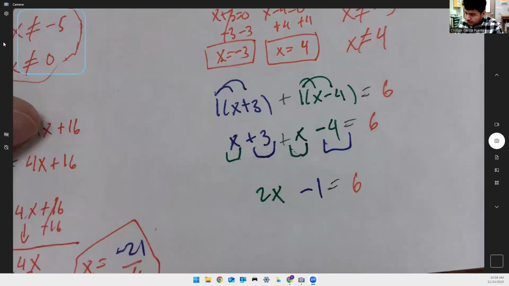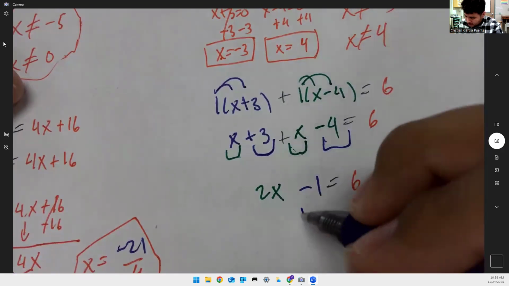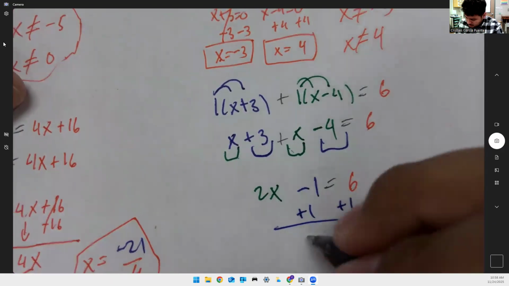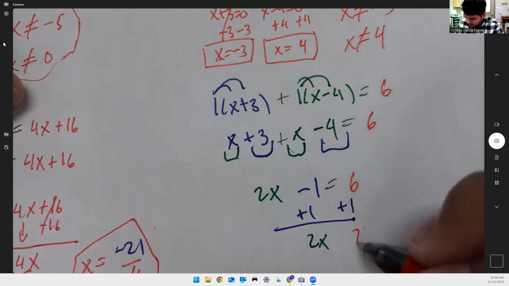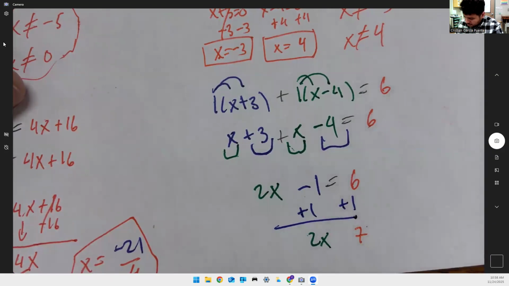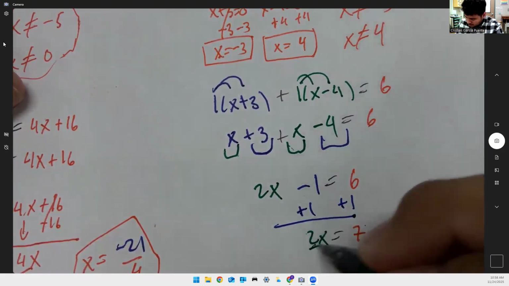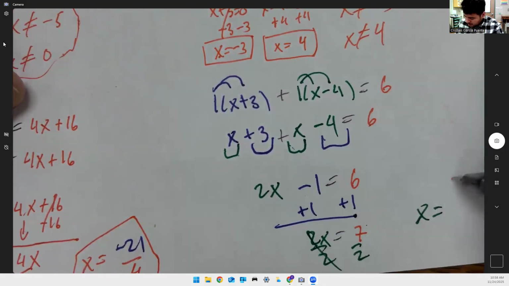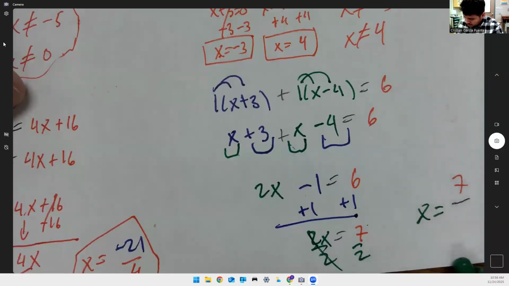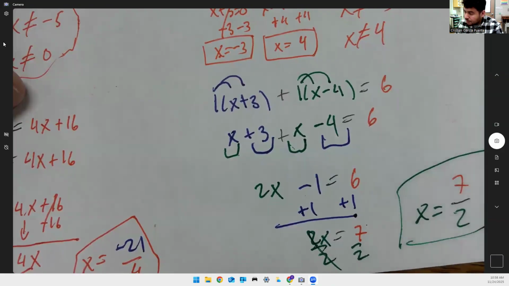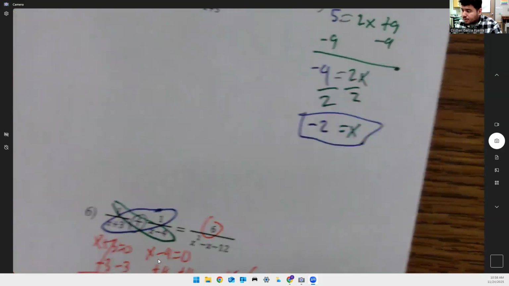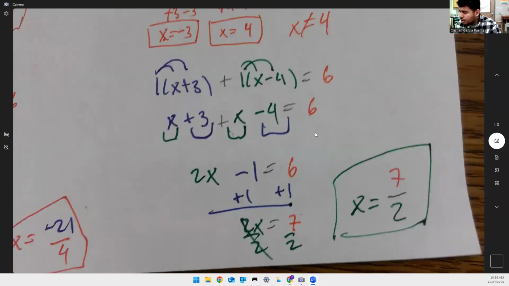Now, we want to get all our x's on one side and all our numbers on the other side, so how to get rid of this negative 1? You add 1 on both sides. So you're left with 2x is equal to 7. Divide both sides by 2. So you get x is equal to 7 over 2. And you're done. Since it's not part of our excluded values, that is our answer. And that's it. So I'll leave the rest for you guys to do.